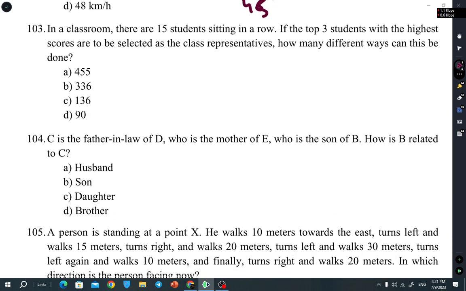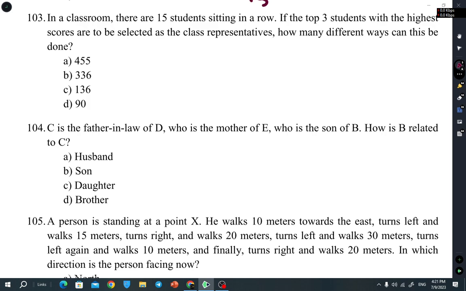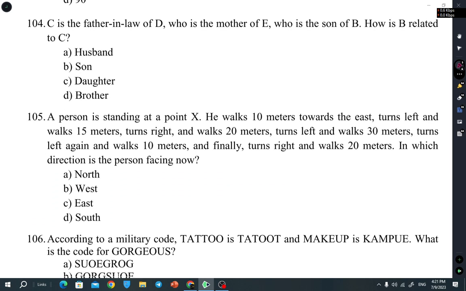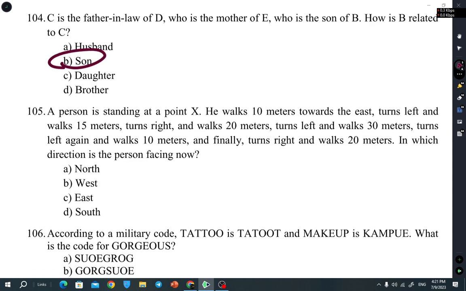In a classroom, there are 15 students sitting in a row. If the top 3 students with the highest score are to be selected as the class representatives, how many different ways can this be done? Option A. 455. C is the father-in-law of D. Who is the mother of E? Who is the son of B? How is B related to C? Option B. Son. Next question.